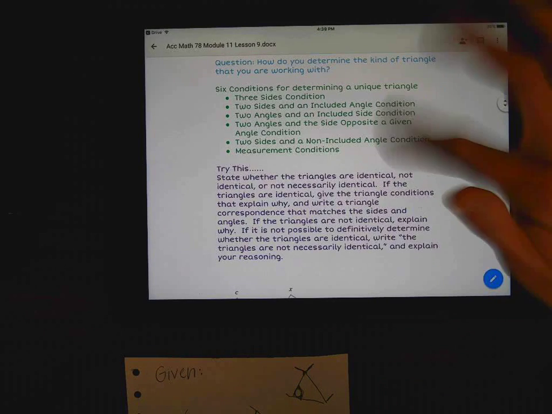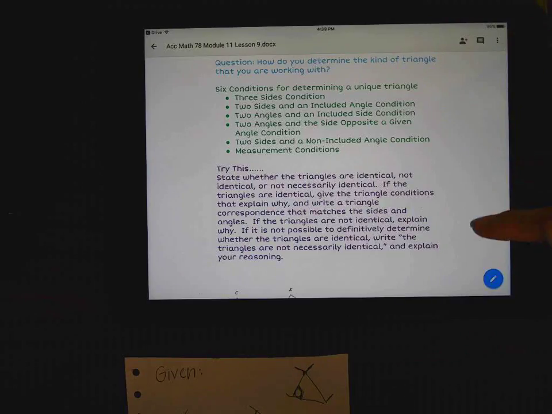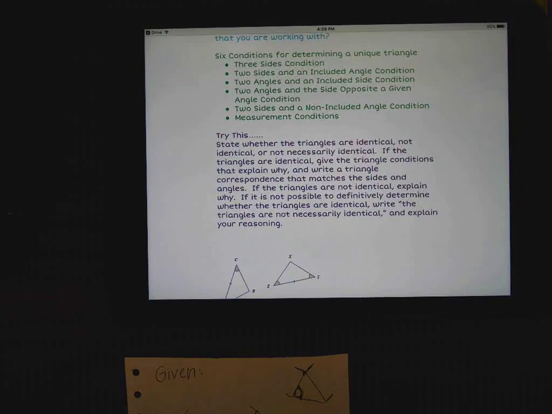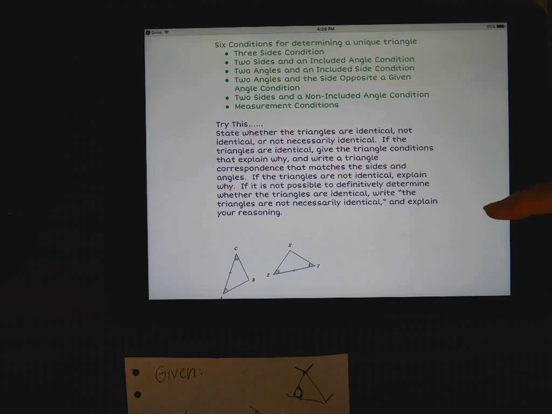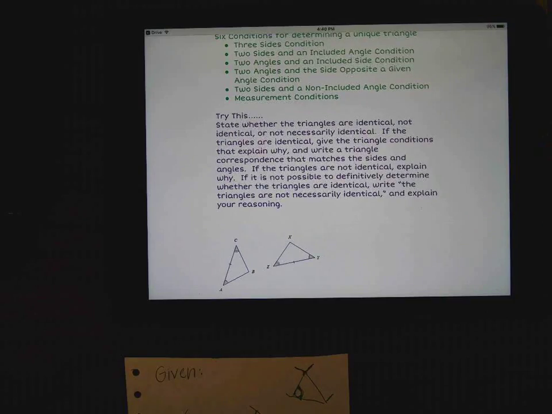All right, so now we're going to remember these, and using these up above, we're going to do what this says. It says, try this. State whether the triangles are identical, not identical, or not necessarily identical. If the triangles are identical, give the triangle condition that explains why, and write a triangle correspondence that matches the sides and the angles. If the triangles are not identical, explain why. If it's not possible to definitively determine whether the triangles are identical, write the triangles are not necessarily identical and explain your reasoning. So this is all about explaining why you think it is or why you think it isn't.